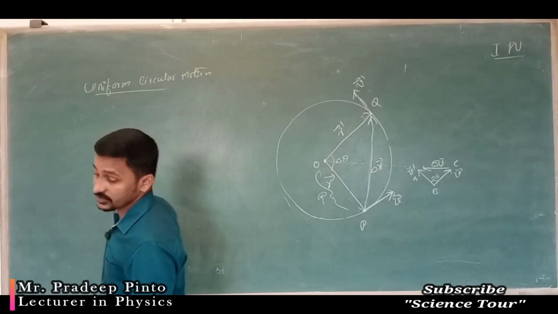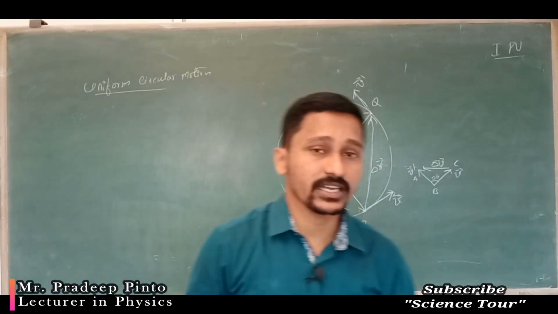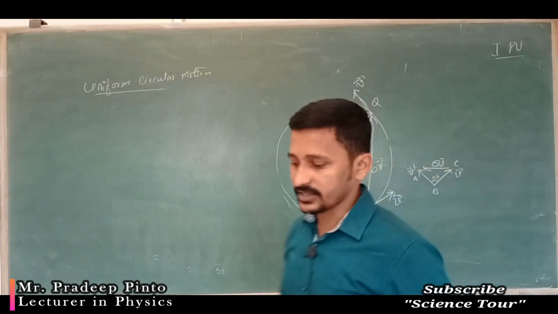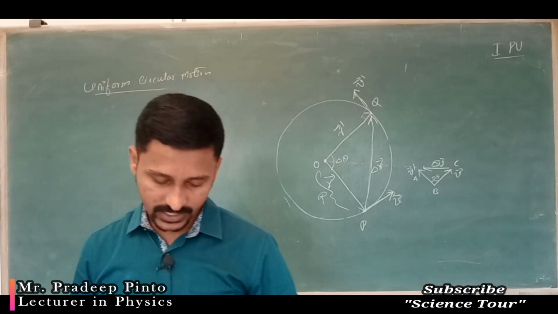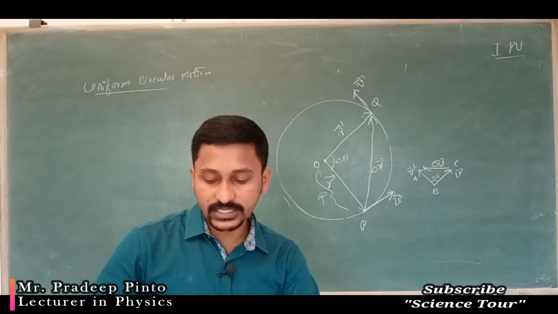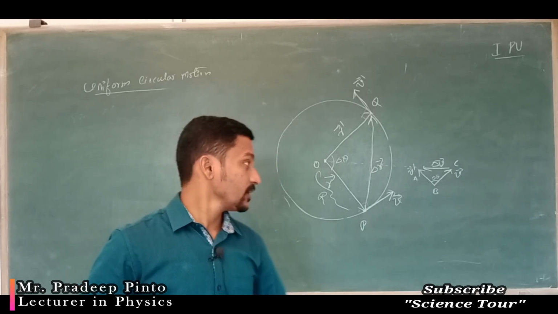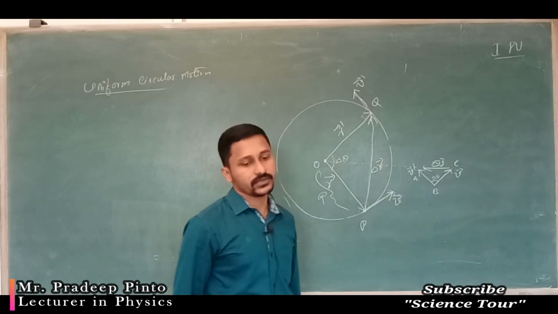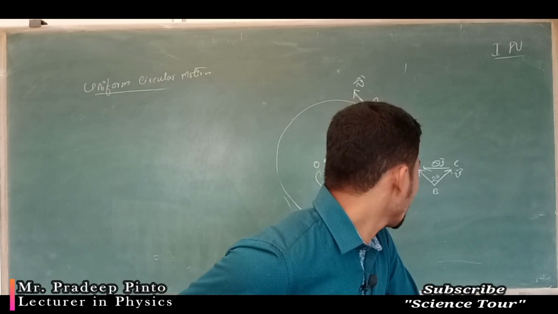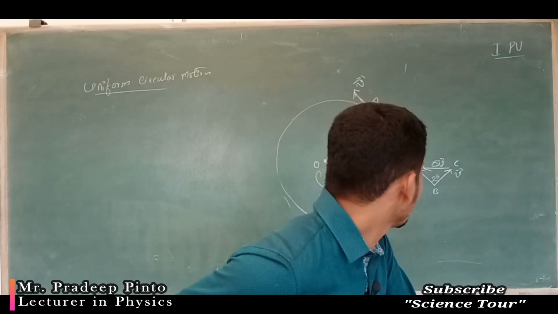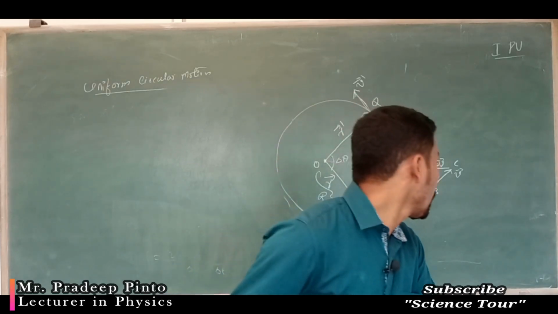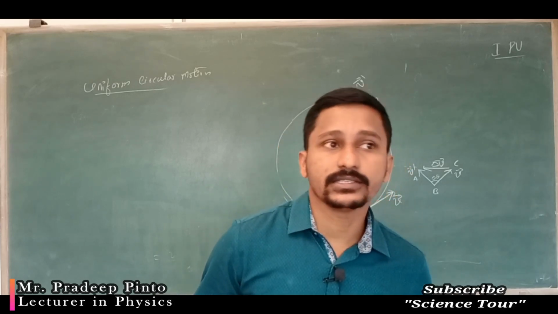What is the SI unit of acceleration? Meter per second square. What is the SI unit of centripetal acceleration? That is also acceleration, so the SI unit is meter per second square. The direction is changing at each and every time, and that's why it is centripetal acceleration. So this is what I can say about centripetal acceleration. Go through this once again and study exactly.